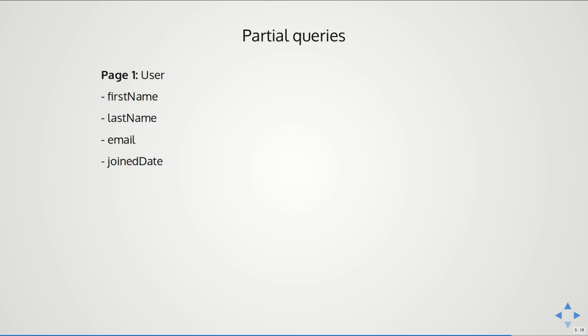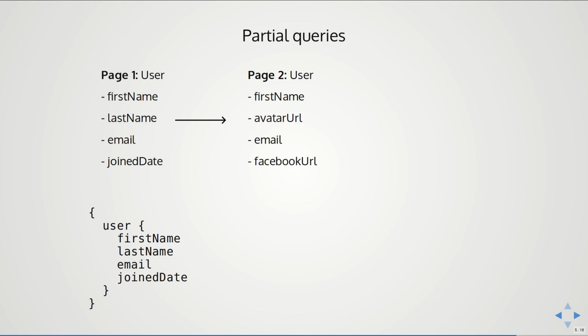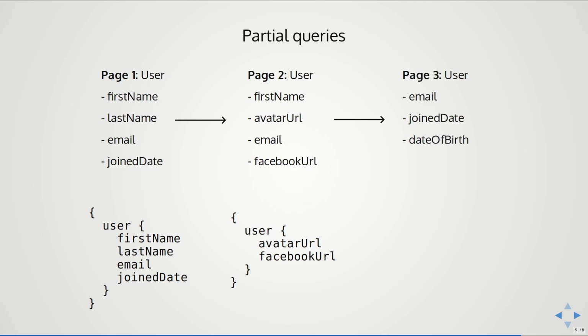Relay is also capable of figuring out what data it really needs to get from the backend. So assuming that we have a user entity, we need those 4 fields. In the first query, those 4 fields will be requested. But then we go to the next page, which doesn't have last name and join date, but instead has avatar URL and Facebook URL. In the next query, Relay will take care of sending the query for you, but it will ask only for those 2 things. And if you go to the next page, where the only new thing is the date of birth, the next query will be just for this 1 field.